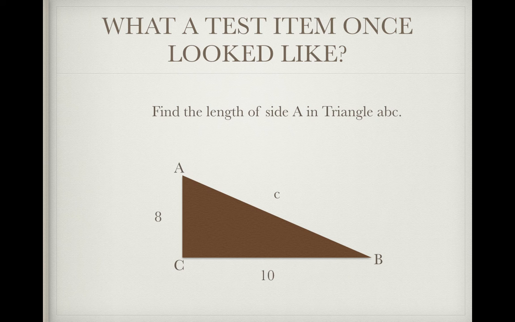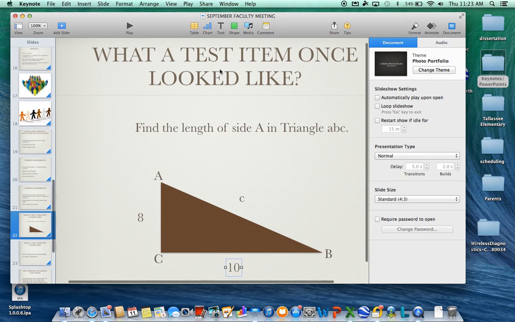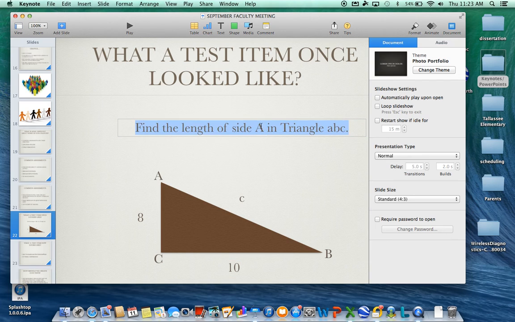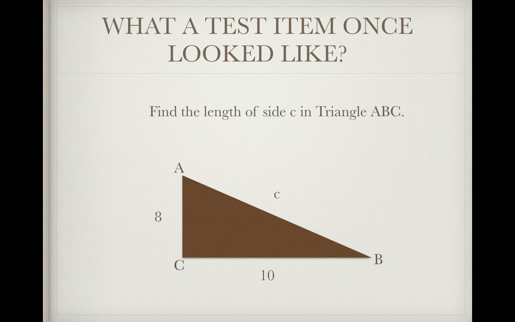Find the length of side, and let me make a change there real quick. It should say side C in triangle capital ABC. All right, let me save that. We'll push play again. So we're looking at finding the length of side C in triangle ABC.